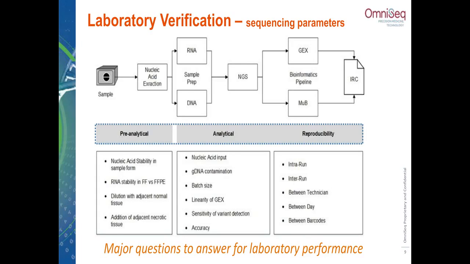Analytical, I think I will walk us through virtually every one of these. The nucleic acid input, this encompasses pipetting errors, genomic DNA contamination, errors that occur during the nucleic acid isolation. Batch size, right? Does it matter if you run 2 samples or 16 samples? Do you get the same answer? Linearity of the process, right? Can you demonstrate that you can detect low expressors, moderate expressors, high expressors?